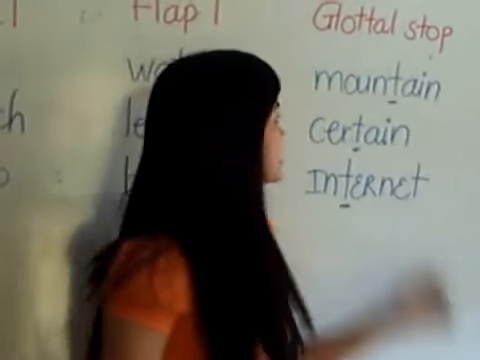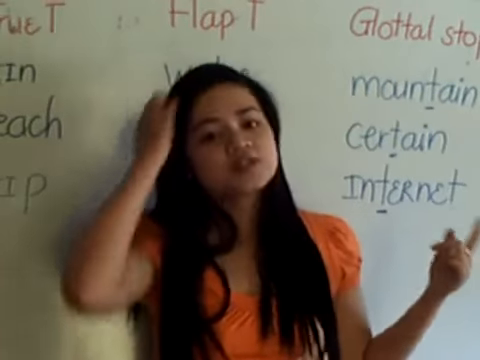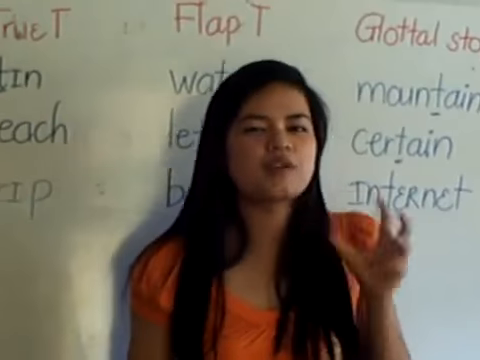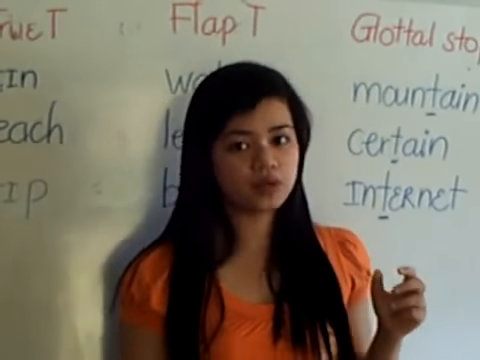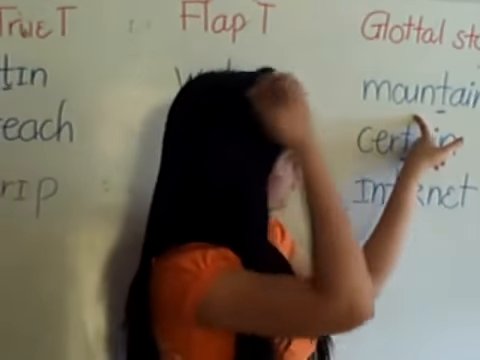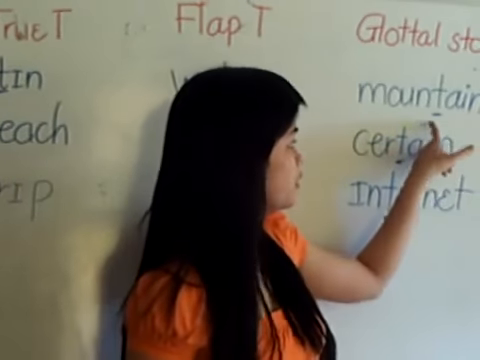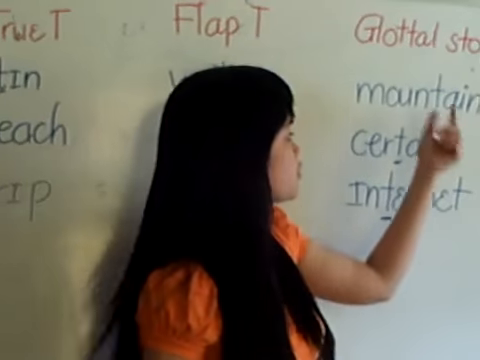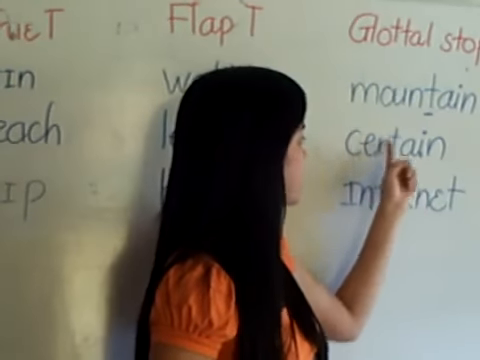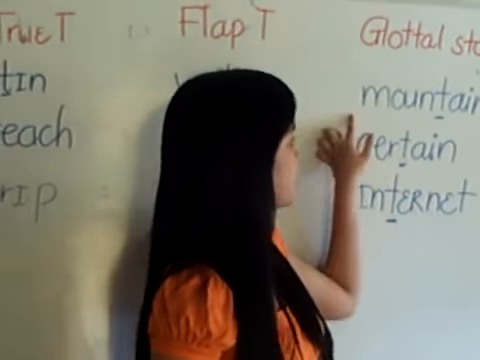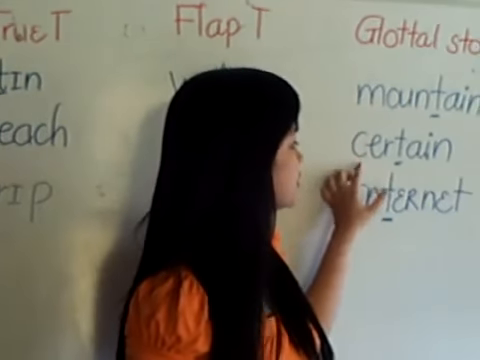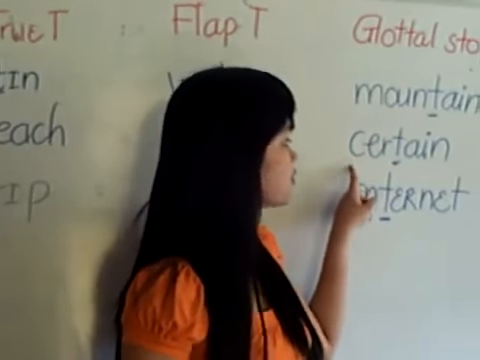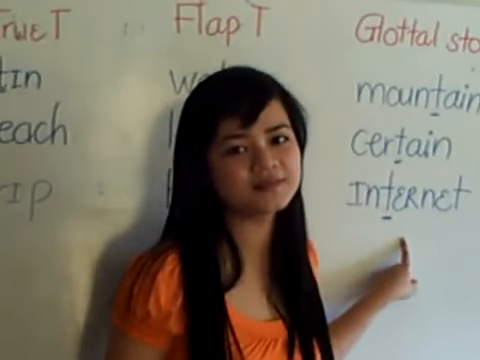The last one is glottal stop. To pronounce this kind of T, you have to drop out the letter T in the word. For example, here, instead of saying mountain, we say mountain. You have to drop out the letter T, here we go, and say mountain, certain, and internet. Once more, mountain, certain, and internet.